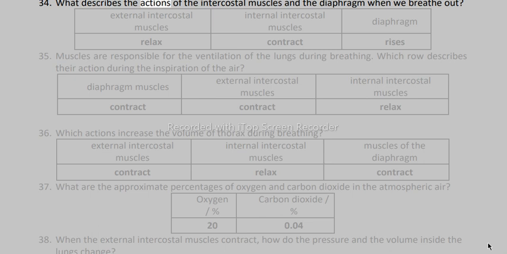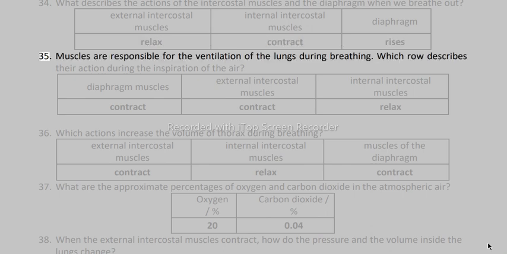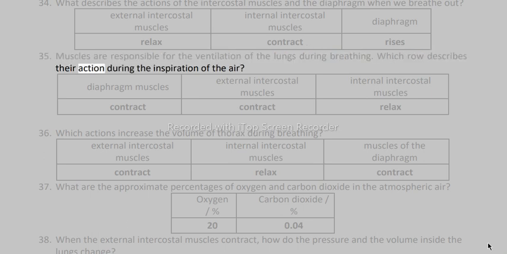34. What describes the actions of the intercostal muscles and the diaphragm when we breathe out? External intercostal muscles relax, internal intercostal muscles contract, diaphragm rises. 35. Muscles are responsible for the ventilation of the lungs during breathing. Which row describes their action during the inspiration of the air? Diaphragm muscles contract, external intercostal muscles contract, internal intercostal muscles relax.